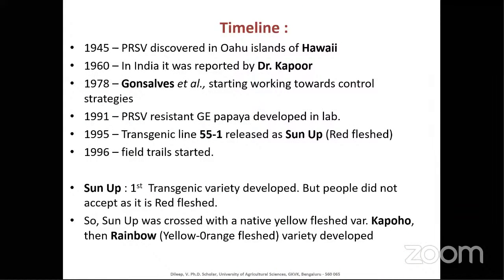So many of the plants almost 100% vanished. PRSV was first discovered in Hawaii, and in India it was reported by Dr. Kapoor in Pune. Gonzalez and co-workers started developing transgenic varieties. The transgenic here is Sunup, and Rainbow. I have told you, the first one was Sunup. It is red fleshed, so it had less acceptability. Sunup was crossed with the Kapoho local yellow fleshed variety, and we got Rainbow.